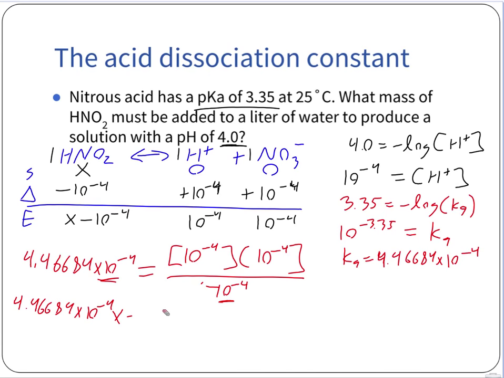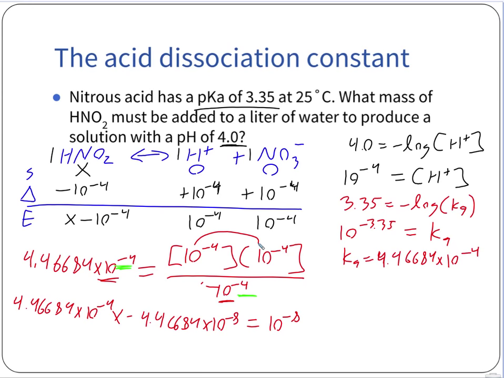The pen's getting off. Let's try it again. All right, so minus 4.46684 times 10 to the negative eighth, because we took that 10 to the negative fourth right there, and this 10 to the negative fourth, and we multiply them together, we get 10 to the negative eighth. So that should equal 10 to the negative eighth, because 10 to the negative fourth times 10 to the negative fourth equals that.